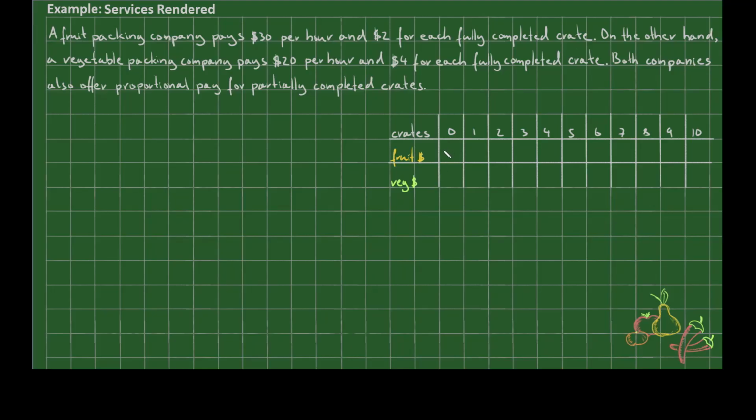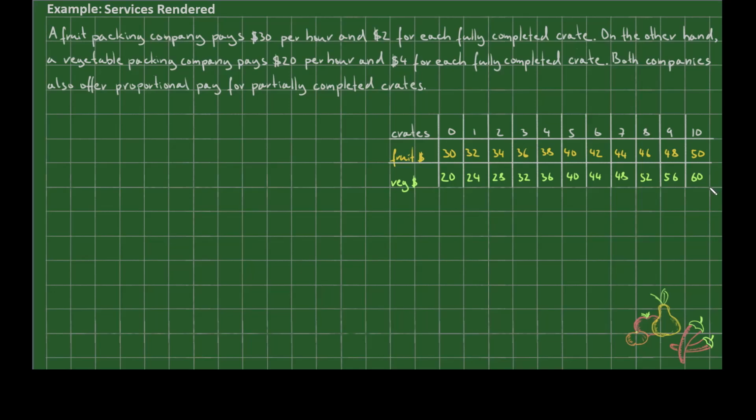So beneath 0 crates, I can write $30. If I fully complete one crate, I will end up with $32, because each fully completed crate at the fruit packaging company is an extra $2. In case of the vegetable packing company, I will receive $20 even if I do not fully complete a single crate. However, if I manage to complete one, I will end up with $24, because at the vegetable packing company, each crate will get me another $4. Let me finish this table quickly. Now that I have these values, I have coordinates or ordered pairs that I can plot on a graph.